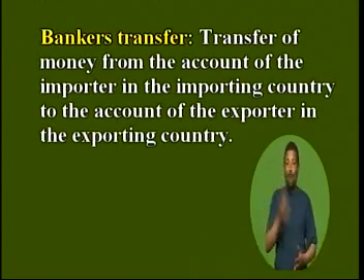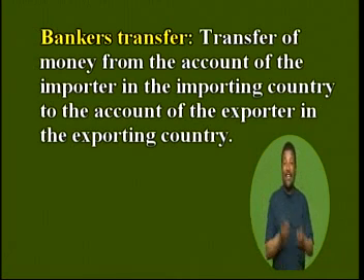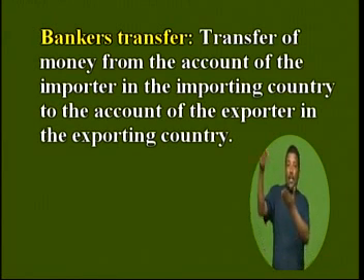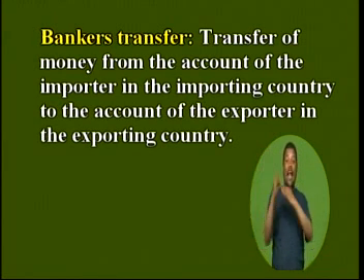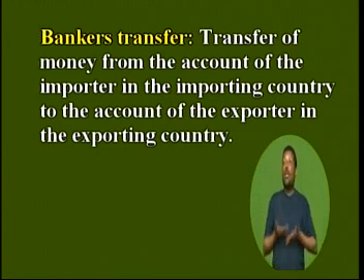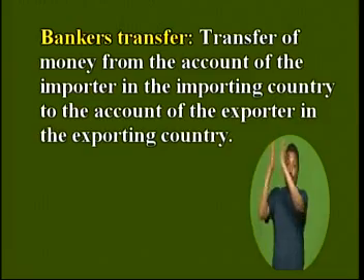Banker's transfer is a method of transferring money from the bank account of the buyer or the importer in the importing country to the bank account of the seller or the exporter in the exporting country.